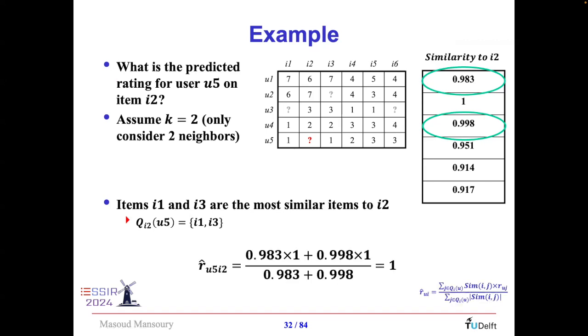And then we use the similarity value between the target item and those neighbors, and the ratings provided by the target user for the similar items. So we have target user U5, the neighbors are I1 and I3, these two ratings here, and the similarity value between item I2 and the two neighbors I1 and I3 for this target item, and then we compute the rating for this item by user U5.